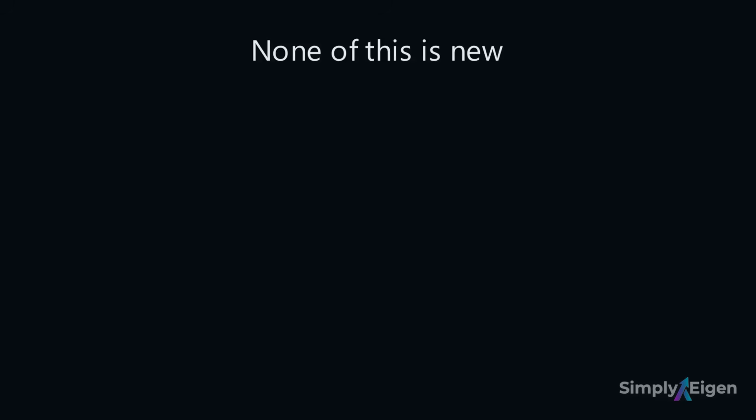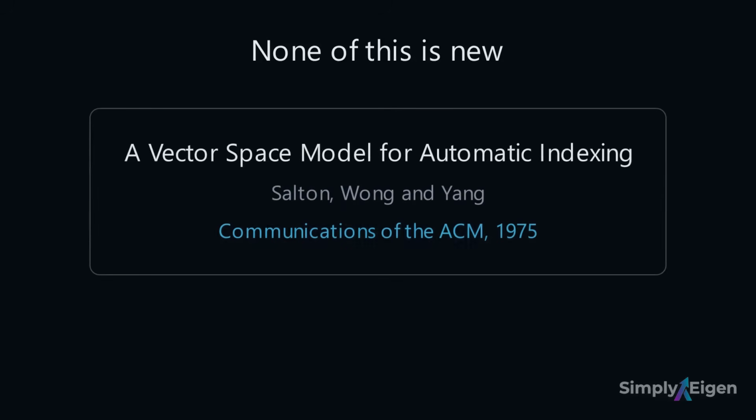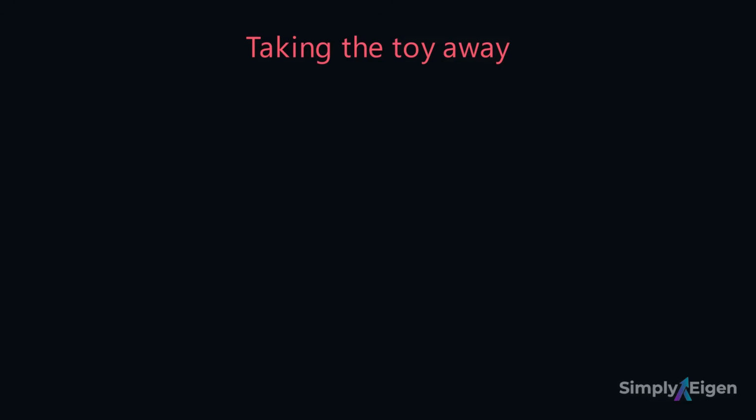None of this is new. Comparing documents by the angle between them was published in 1975 by Gerard Salton at Cornell. This geometry is over 50 years old. Now the part where I have to take the toy away.